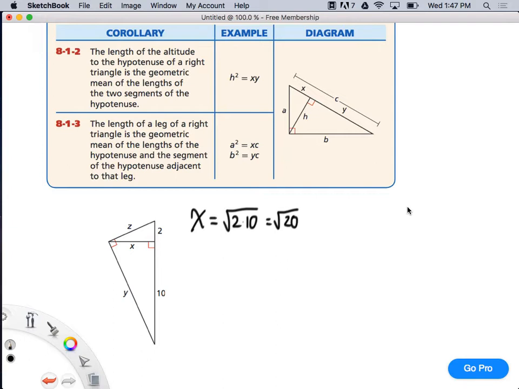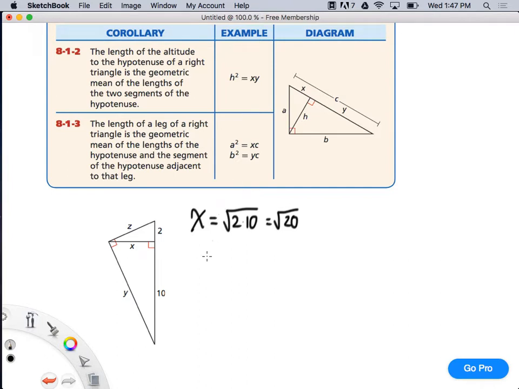Well, this side of the triangle equals the geometric mean of this line segment and the length of the hypotenuse. So the length of this side of the triangle is the geometric mean of this line segment and the length of the hypotenuse. What's the length of the hypotenuse? 12.